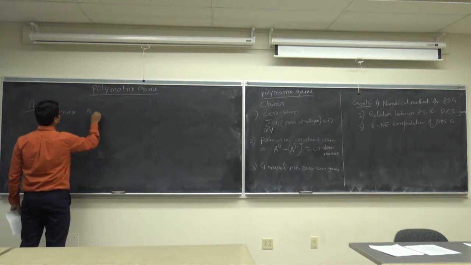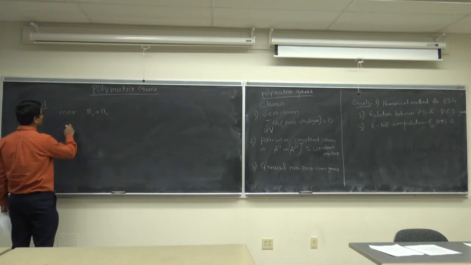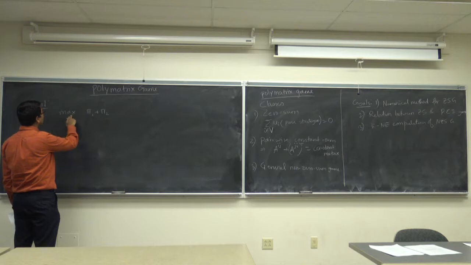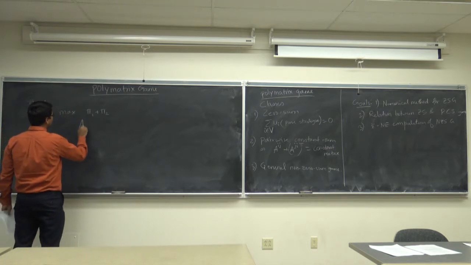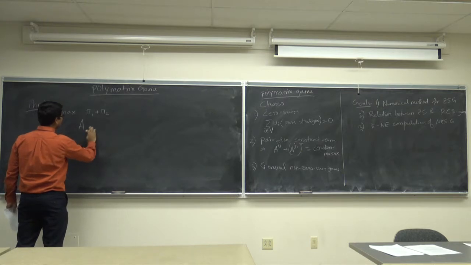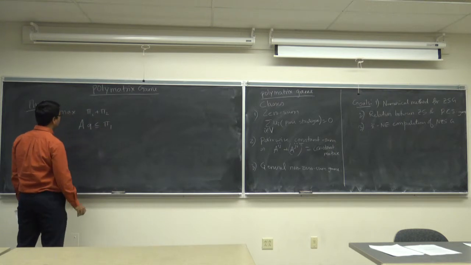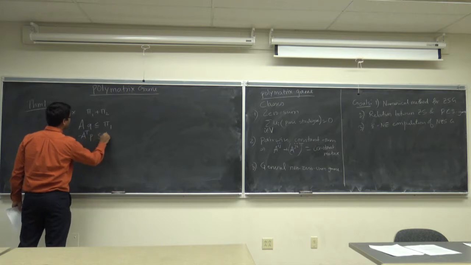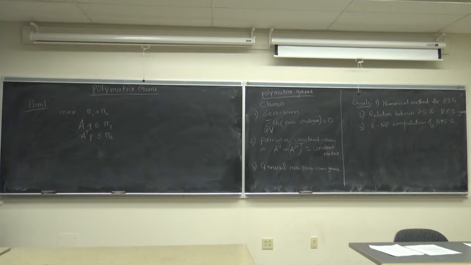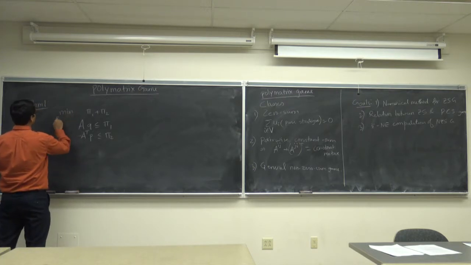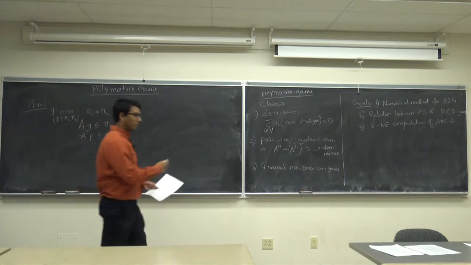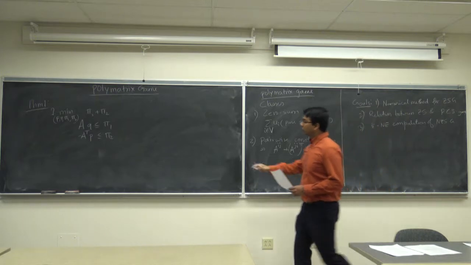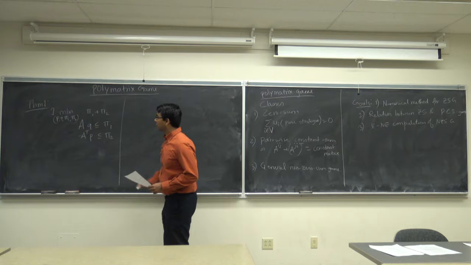I want to maximize pi 1 plus pi 2. Is it maximize or minimize? I think it's maximize. Does anyone remember whether it was maximization? No? Okay. Anyways, let me write it: A q less than or equal to pi 1 and minus A transpose p less than or equal to pi 2. Maybe it was minimization, but then A was a cost matrix for player 1. So I don't know, the algorithm looks something like this, okay? There might be a minimization or maximization.